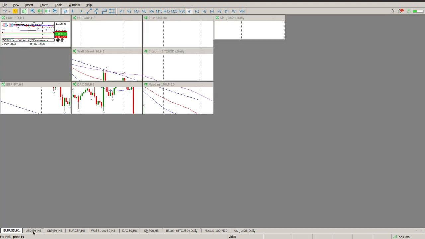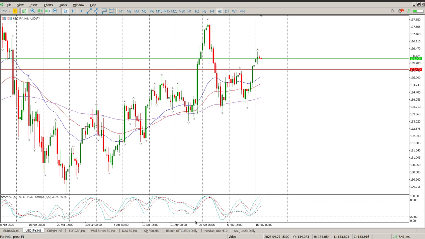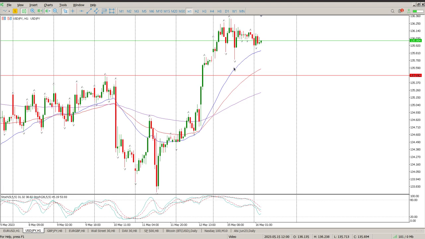Moving to US dollar Japanese yen, pretty much the same scenario here. You can see sellers coming in, didn't quite close the gap. This level is still very much in play, which is what we would be looking for, and we're looking for a pullback onto 135479 in order for this to move up.